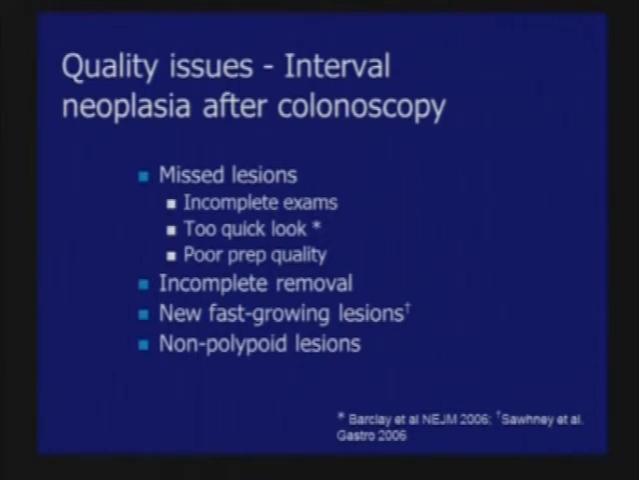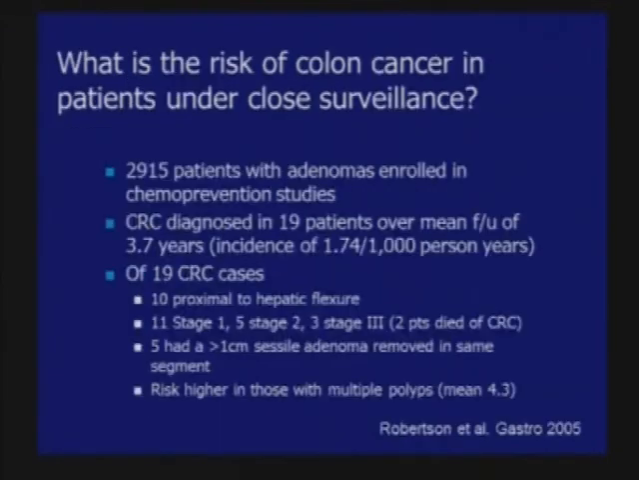They're clearly fast-growing lesions. So they're polyps that don't take 10 years to develop into cancer. And to figure out which ones these are is a big challenge. And then there are these non-polypoid lesions, which are flat polyps that I think we have very big difficulty in detecting with our standard colonoscopy that are causing problems as well.